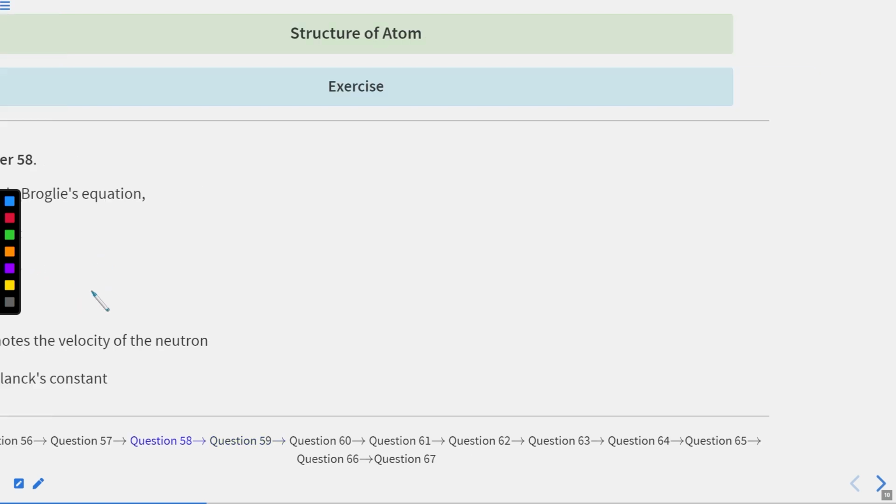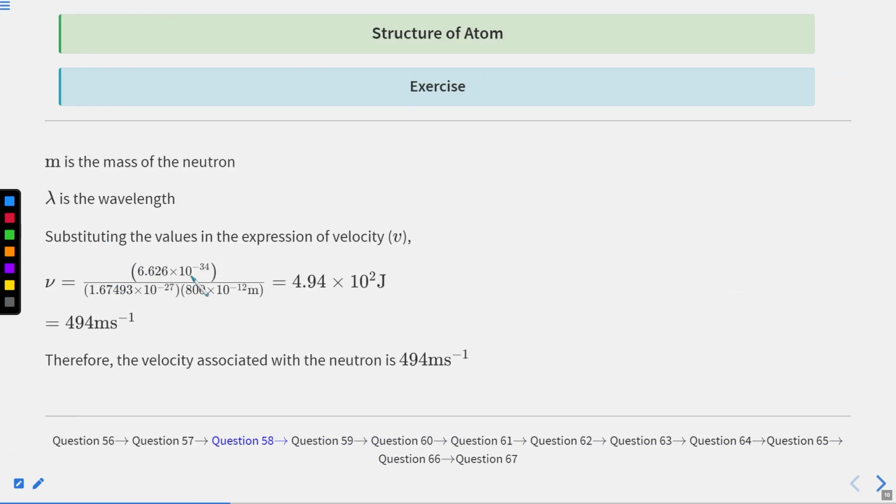Yes, it is correct. Let us put all these values: 6.626 into 10 to the power minus 34, and the mass of a neutron is 1.67493 into 10 to the power minus 27. That is the thing to remember. Next is the wavelength associated with it. We have converted this wavelength, given in picometer, to meter by multiplying by 10 to the power minus 12. That gives us a value of 4.94 into 10 to the power 2 meter per second. This is wrongly written. So this is the value of velocity.